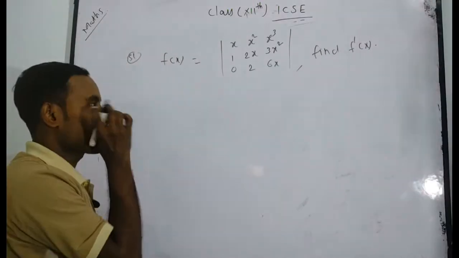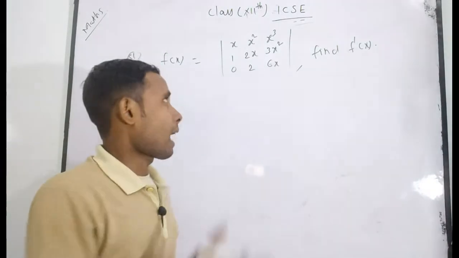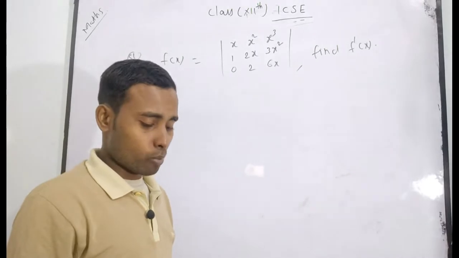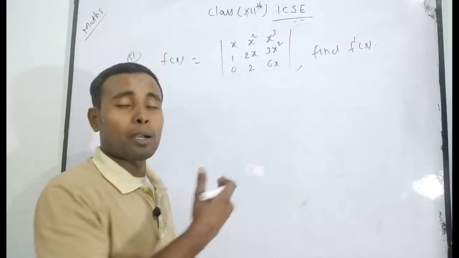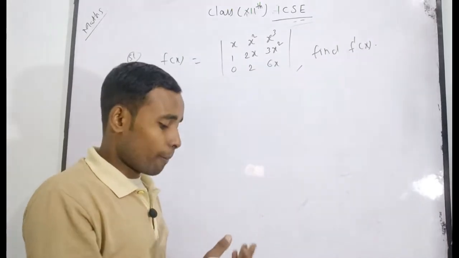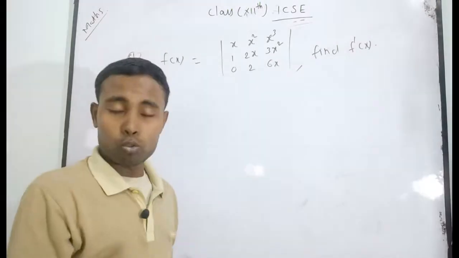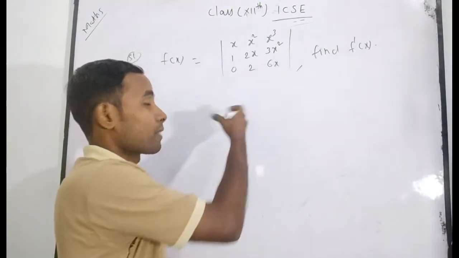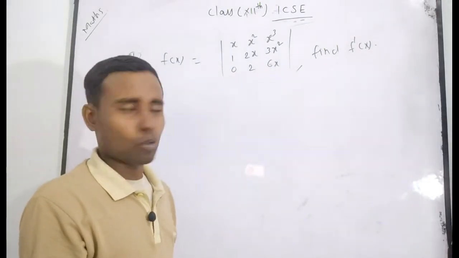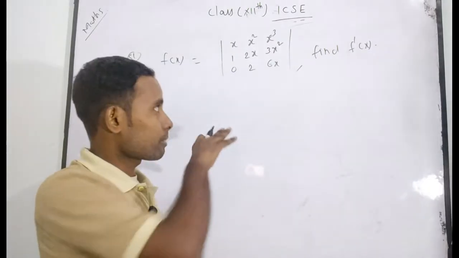Actually this function is very easy. You can differentiate after finding the value of the determinant, but I will suggest you don't go by this way, because if you solve all problems by the simple method, then when you get complicated determinant functions you will forget this property. So I will suggest you go by the theoretical method.